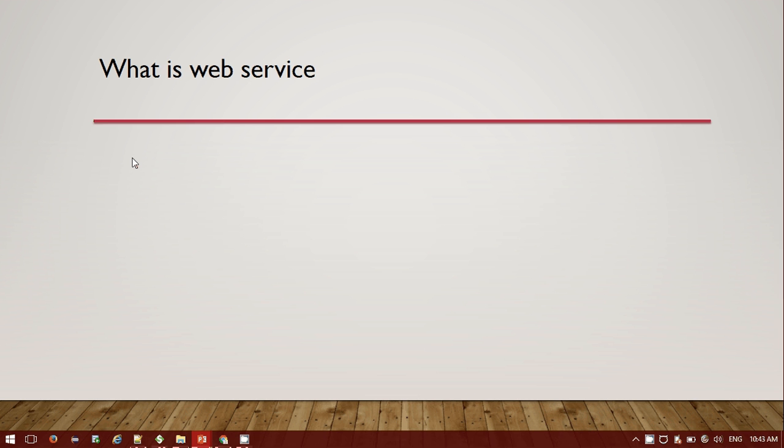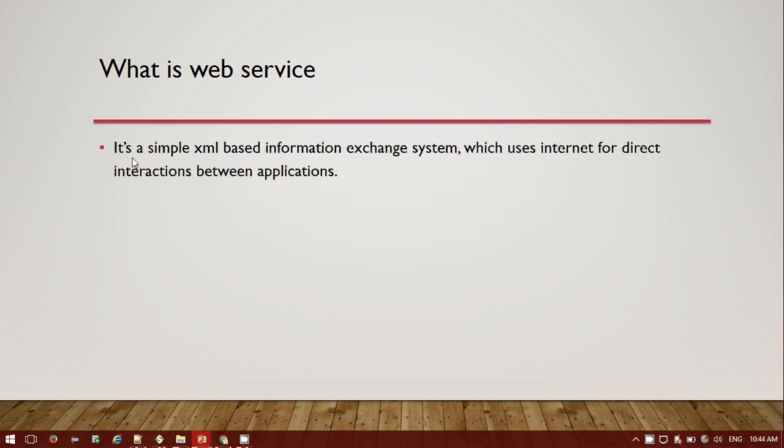If we unzip the definition in a simple way, it's basically a simple XML based information exchange system, which uses the internet for direct interactions between applications. So just the example I have given. It's a simple internet based information access system basically, and we use XML based information exchange while sending the request and getting the response from the server. Okay, so this is the way we can interact between different applications.